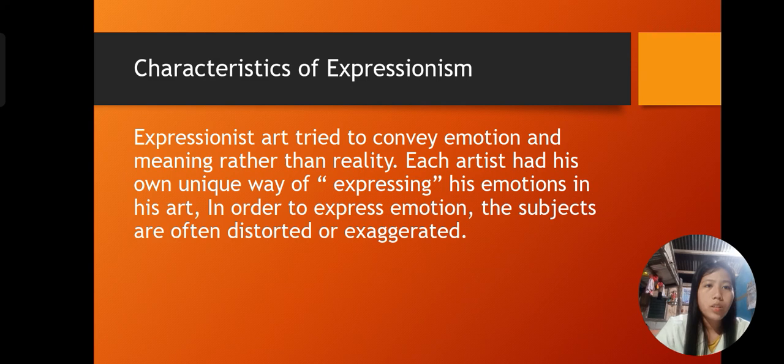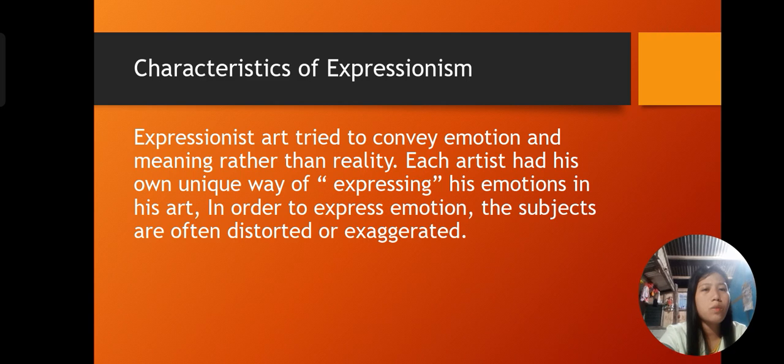Expressionist art tried to convey emotion and meaning rather than reality. Each artist had his own unique way of expressing his emotions in his art. In order to express emotion, the subjects are often distorted or exaggerated. Mostly our artists are relying on their feelings or their thoughts or their ideas in making their expressionism movement.